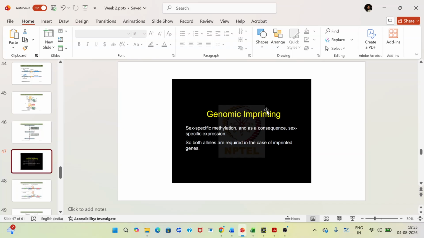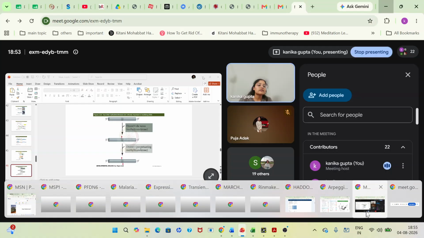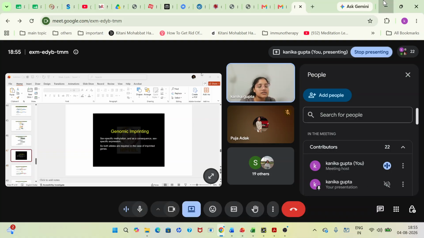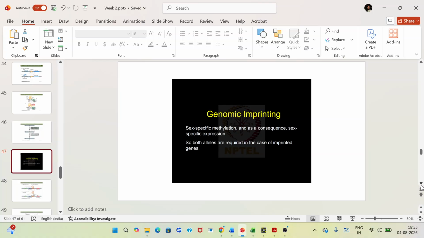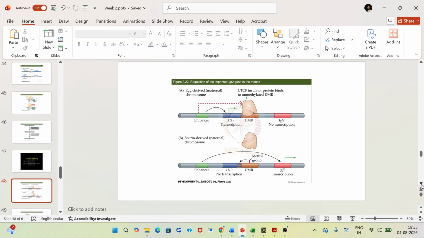Okay. So genomic imprinting is another thing that needs to be kept in mind. So sex specific methylation and as a consequence sex specific expression. This is basically in the context of the dosage compensation that happens in case of females, because it has two X chromosomes while male has only one. So genomic imprinting is the one that helps in that dosage compensation in case of the females. Otherwise there will be an overexpression of some genes in females that can lead to certain complications also.